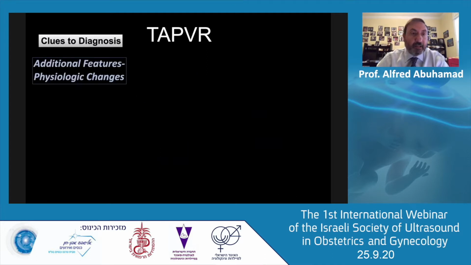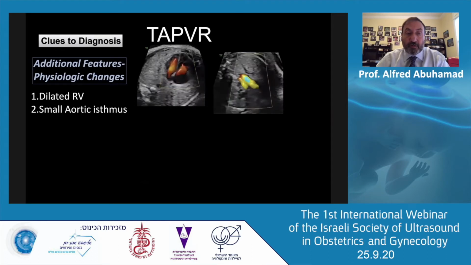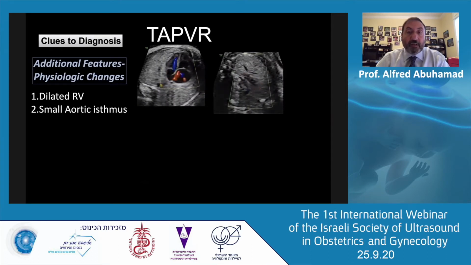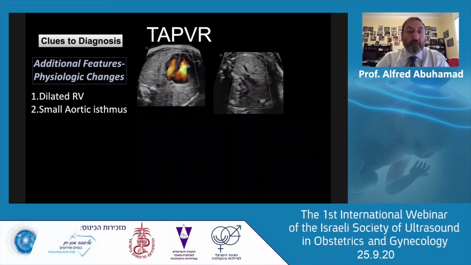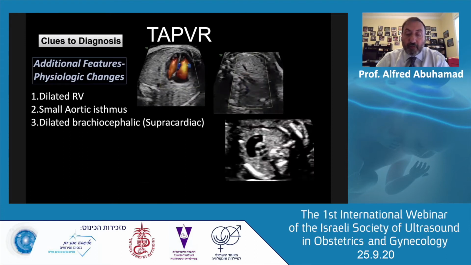Now, there are additional features that are due to the physiologic changes. There will be increased flow to the right side of the heart because all the pulmonary venous return is coming to the right side. So there will be ventricular disproportion, as you see here. The aorta will be smaller than the pulmonary artery because, again, all the blood from the pulmonary venous system is coming to the right side of the heart, coming out through the pulmonary artery as opposed to the aorta.